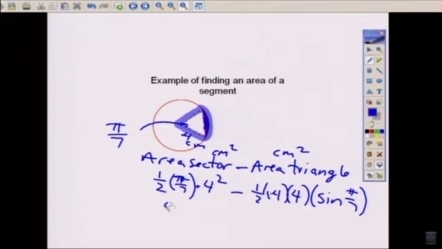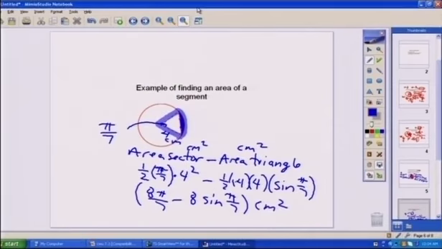When I calculate this out, I get 8 pi over 7 for the area of my sector, minus 8 times the sine of pi over 7. And my units on this are going to be centimeters squared. And let's go to our calculator.